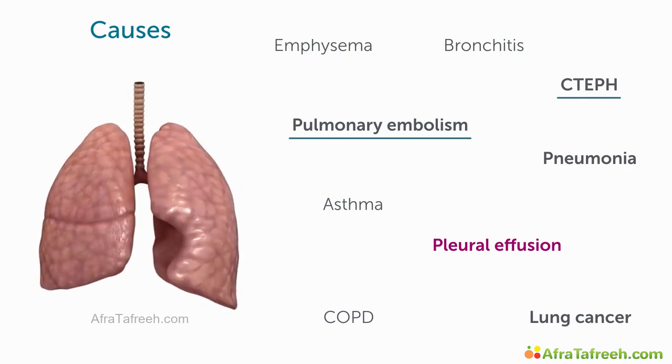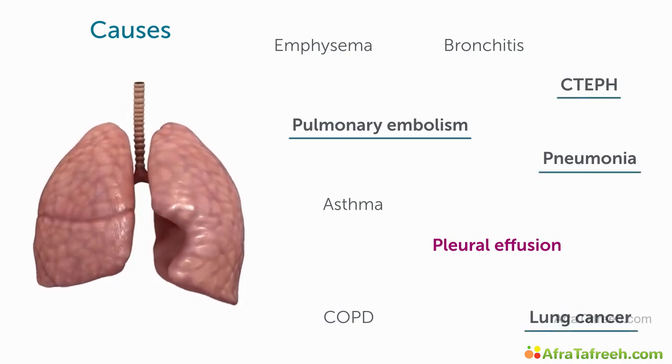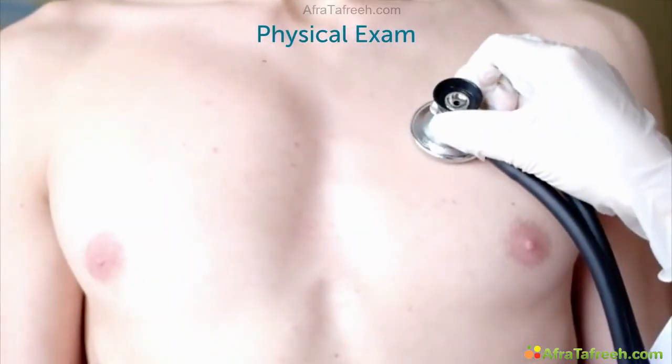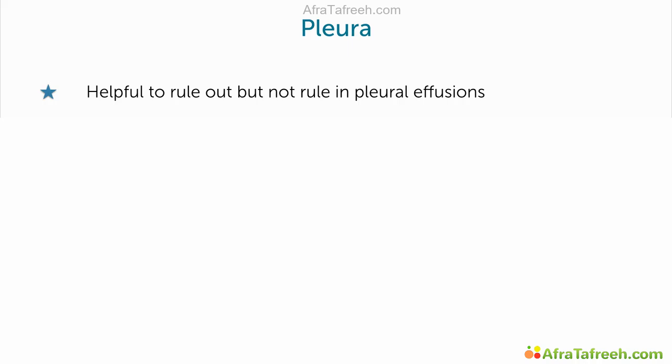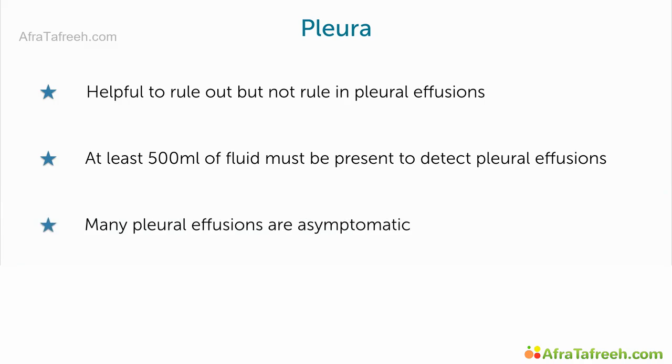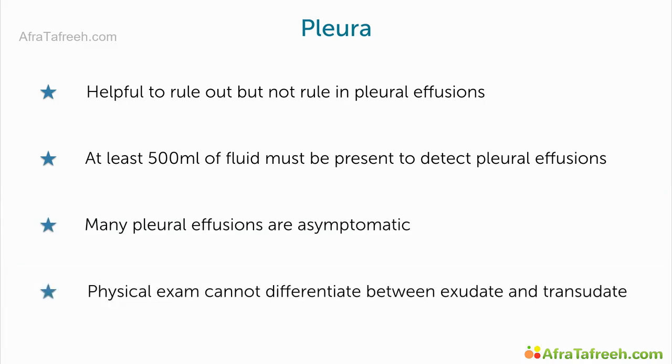But be aware that pleural effusion is common in conditions such as pulmonary embolism, chronic thromboembolic pulmonary hypertension, pneumonia, and lung cancer. So we'll be covering these topics as well. And what is the role of the physical exam and the patient history in the diagnosis of pleural effusions? Well, here are some facts. The physical exam is helpful to rule out, but not to rule in pleural effusions. You need at least 500 milliliters of fluid so you can actually detect the pleural effusion on auscultation and the other means of physical exam. Many patients with pleural effusions are actually asymptomatic, and a physical exam cannot differentiate between an exudate and a transudate.